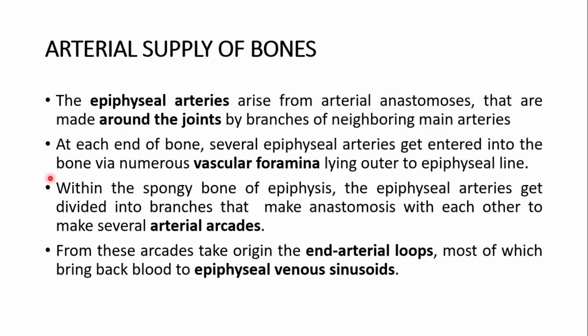At each end of a bone, several epiphyseal arteries enter the bone via numerous vascular foramina lying close to the epiphyseal line. Within the spongy bone of the epiphysis, the epiphyseal arteries divide into branches that make anastomosis with each other to make several arterial arcades. From these arcades take origin the end-arterial loops, most of which bring back blood to the epiphyseal venous sinusoids.